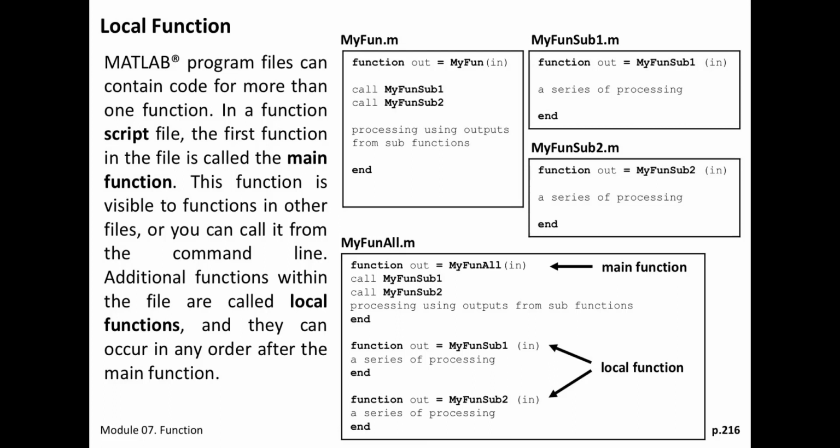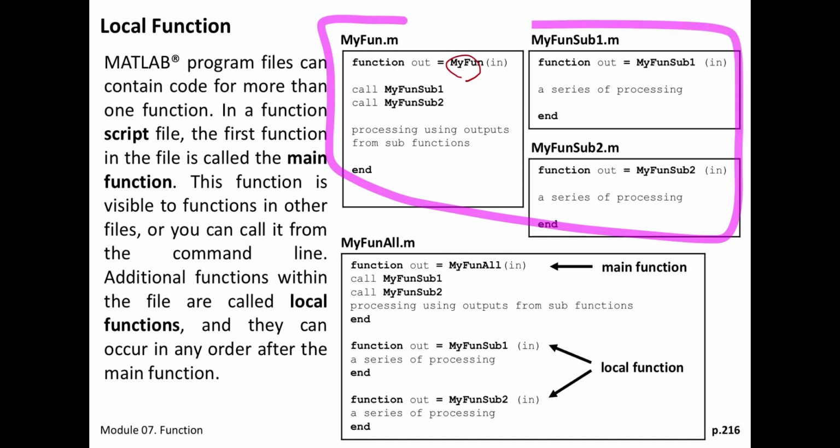For example, in my function here, let's say you're designing the program like this. So my function calls my function sub 1 and my function sub 2. However, if sub 1 and sub 2 are only used for computing the output values of my function and will not be reused for other purposes, then you can store subfunction 1 and subfunction 2 inside of my function.